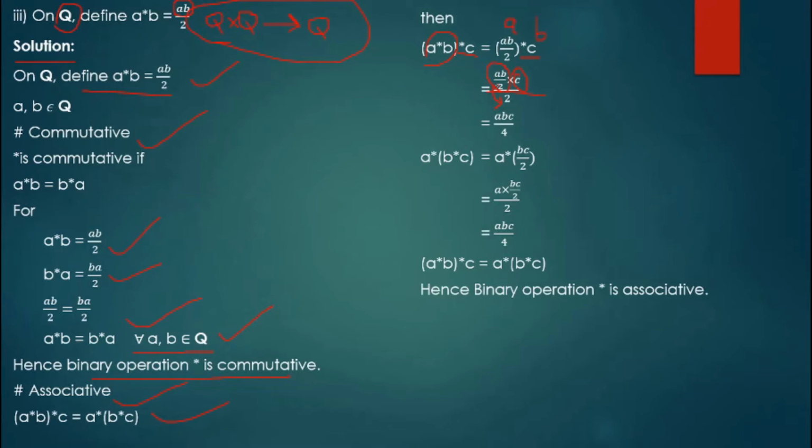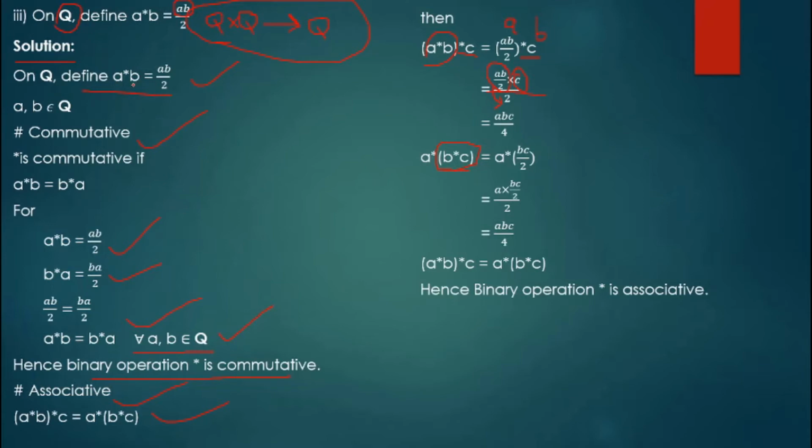This denominator goes down. Next we have A star (B star C) equal to A star (BC by 2). That is, if we take by the definition in our question, instead of A star B, we have B star C. What is A star B? AB by 2. So if it is BC, what will happen?